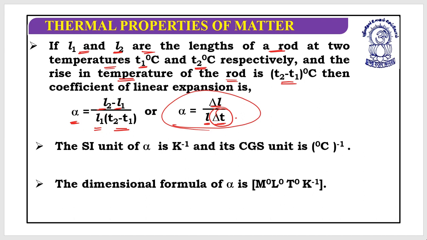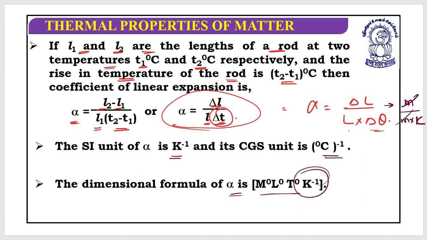SI unit of alpha, let's look at this. Alpha is equal to delta L by L into delta theta. You can use the symbols as per your convenience. If you want to write delta T, you can use it. If you want to write delta theta, you can use it. For the unit, delta L is in meter, L is in meter, and theta is in Kelvin. So the meter cancels and it's 1 by Kelvin, or Kelvin inverse, or we can say centigrade inverse. The dimensional formula of alpha is M0 L0 T0 K to the power minus 1. It's 1 by Kelvin. I hope this is clear.